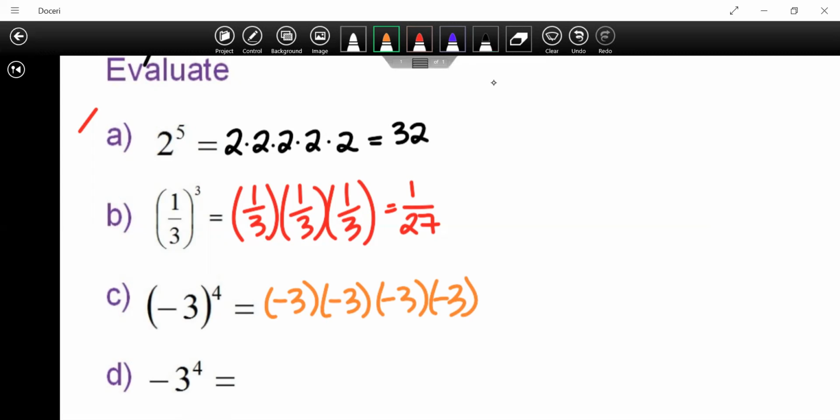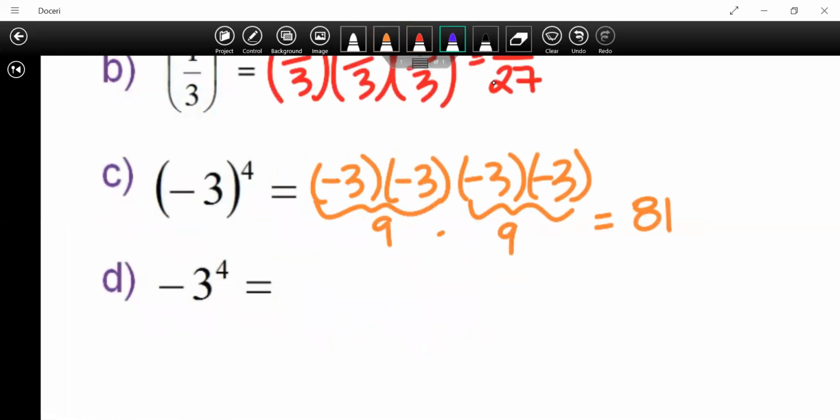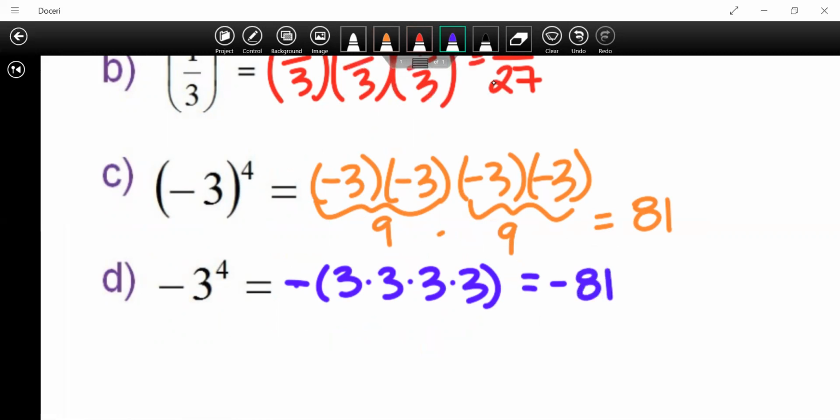You can do it separately, so we can do our first two numbers here. 9 and 9. 9 times 9 would be 81. The difference is with the bottom value, if it's not within the parentheses, we have to separate it. So it'd be -1 times 3 times 3 times 3 times 3. So 3 times 3 times 3 times 3 is still 81. We're just going to do -81. So know the difference when we get some of them inside the parentheses and out of the parentheses. Keep that in mind.